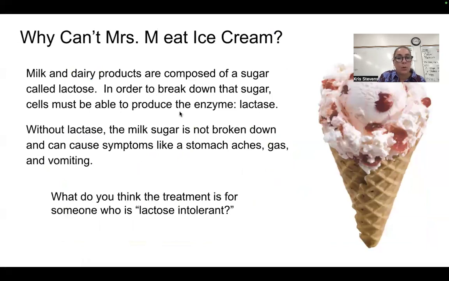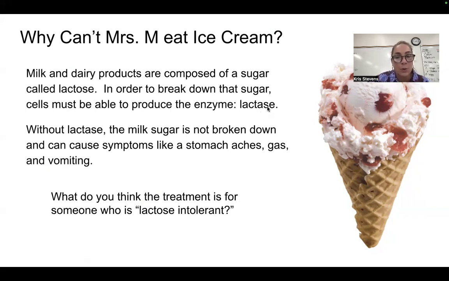Here we go. All right, I want to go over why Miss M can't eat ice cream. Have you ever heard of anyone who's lactose intolerant? Well, lactose means sugar. That's the sugar found in milk. We all need enzymes to break that down. If your enzyme lactase doesn't function properly, you can't break that down.